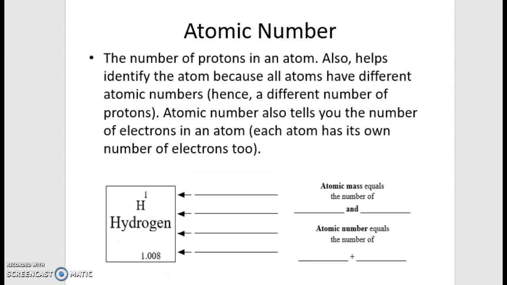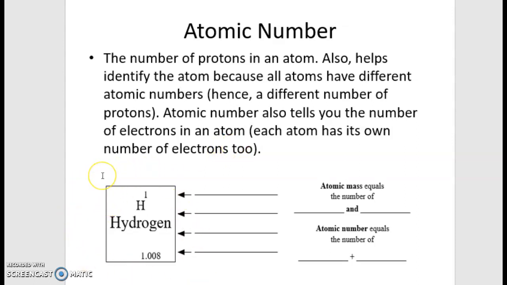So the atomic number is the number of protons in an atom. It also helps identify the atom, because all atoms have different atomic numbers. So therefore they have a different number of protons as well. The atomic number also tells you the number of electrons in an atom, and each atom has its own number of electrons too. So here's the way it works.